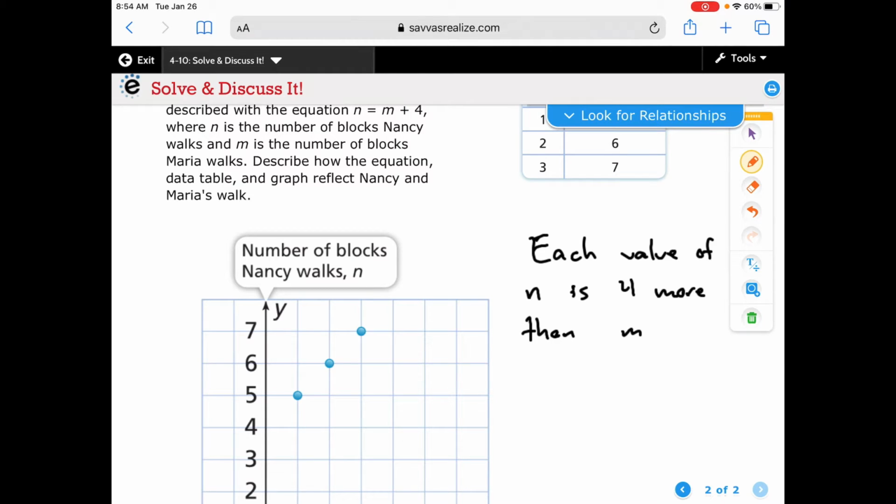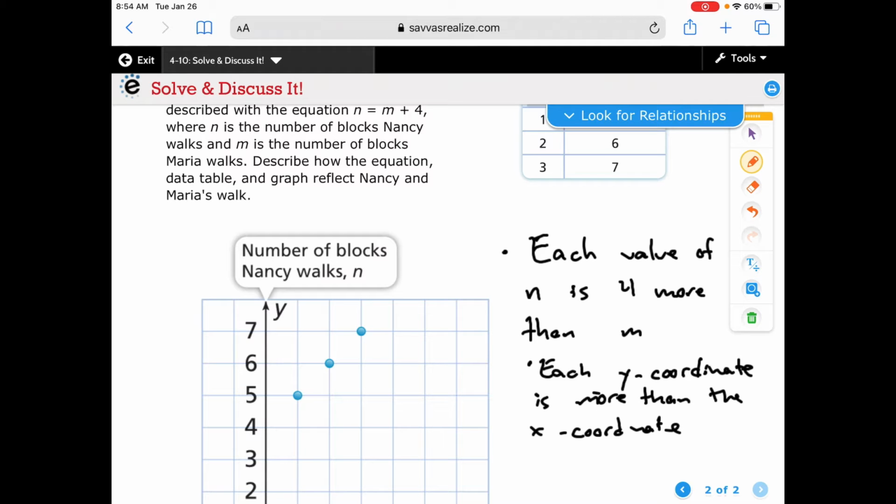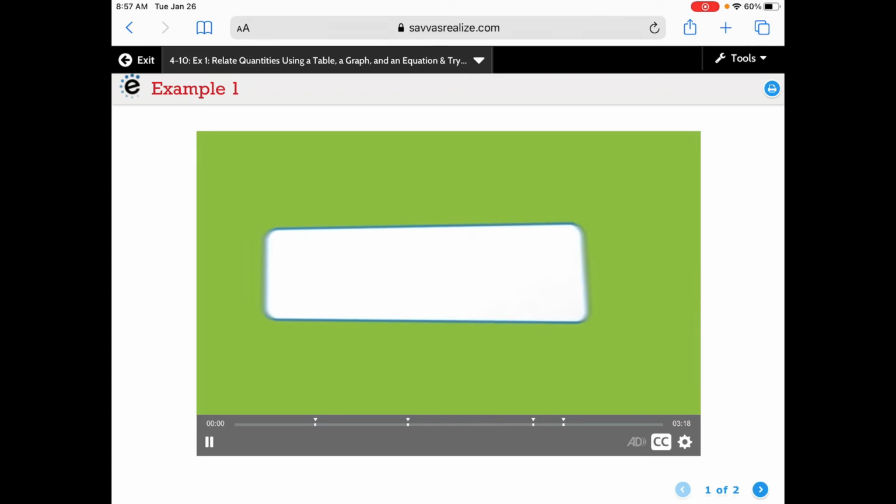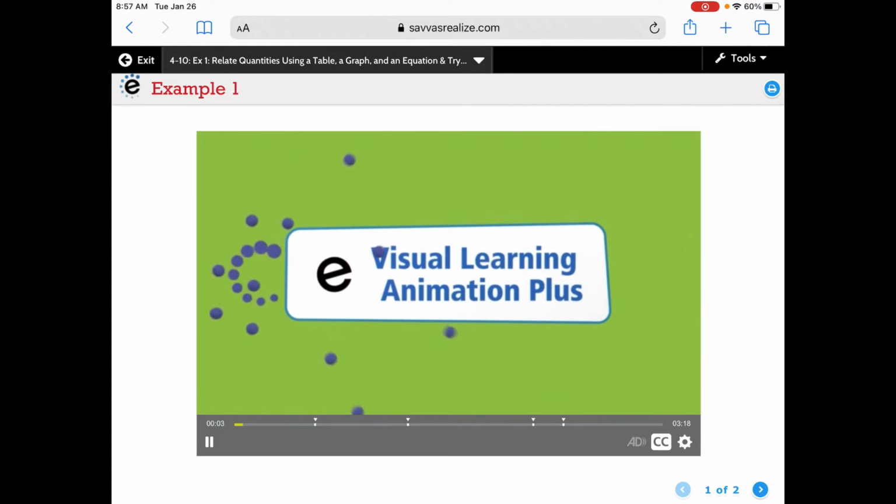Another way of saying this is that each y coordinate is 4 more than the x coordinate. That's because Nancy already started walking first, so she already has 4 more blocks on Maria, because Nancy started walking earlier. So keep that in mind. This is a graph way of showing it. Also, everyone, let's turn over to page 248 for example 1.